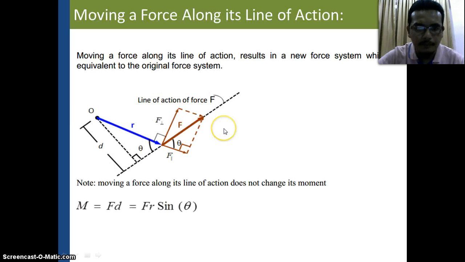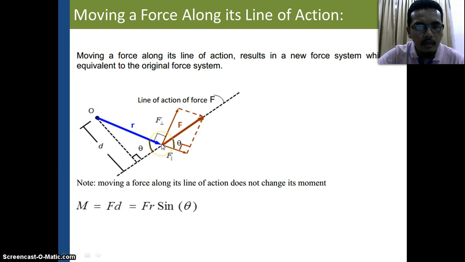Okay, so moving a force along its line of action, because this one is a force, this one is a point O, results in a new force system which is equivalent to the original force system. As I said before, the definition of the moment of force is that the force and the distance must be perpendicular to each other. So here, the force is at this point, but from point O to this point, for example, we have the position vector R here. The R is the distance from point O to this point of force.